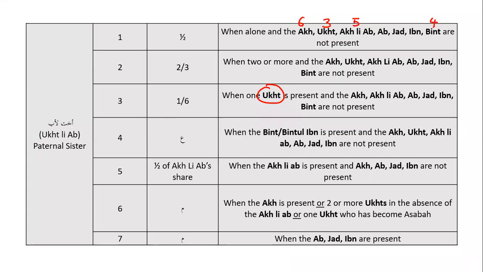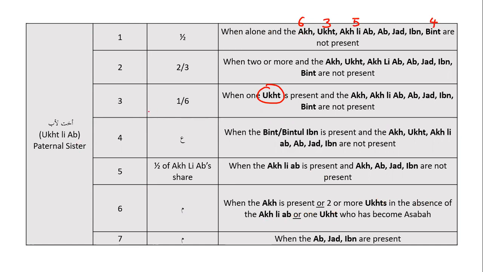Okay, so let's start again inshallah. So condition number 6, when the Akh is present. So when the Akh, i.e. the full Akh is present, the Ukht li'abin becomes mahroom. Or when 2 or more Ukhts in the absence of a Akh li'ab. So 2 or more Ukhts.